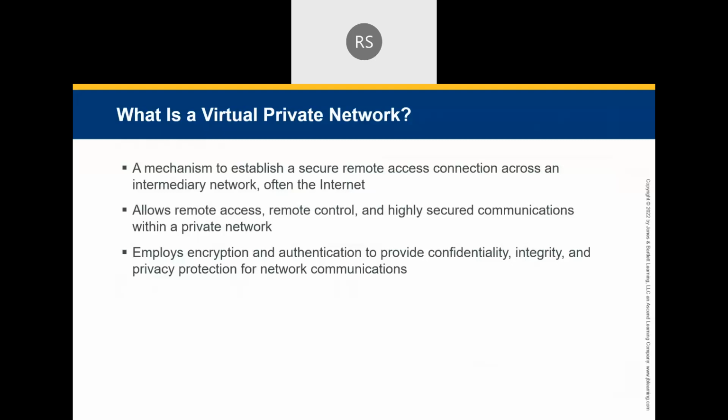Some security features of a VPN: it does utilize encryption and authentication mechanisms. This is to provide the confidentiality, integrity, and privacy protection for your network communications. For confidentiality, it ensures private and secure communication. It safeguards data from unauthorized alteration, which is how it protects the integrity. And for privacy protection, it ensures the protection of the user identity and the data privacy.